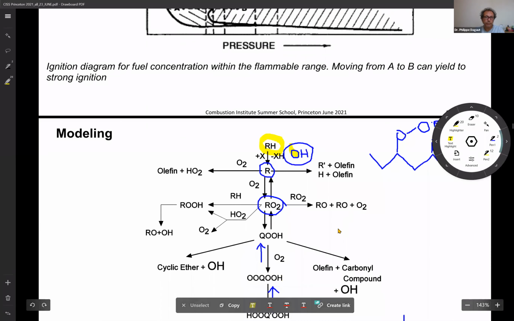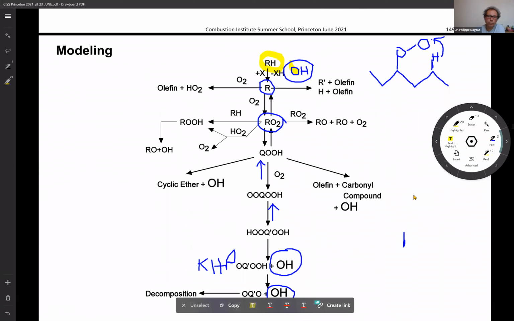When the temperature continues to increase, these channels disappear, and you are mostly forming one OH through the formation of a cyclic ether, or the decomposition of this QOH to form olefin, carbonyl and OH. So only one OH on both sides.